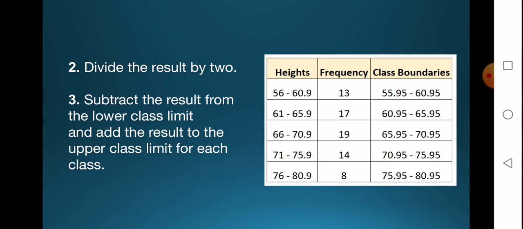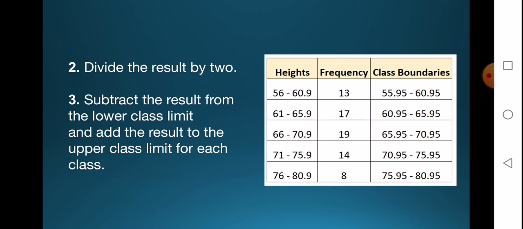Okay, next we divide the result by 2, so we get 0.1 divided by 2, that is equal to 0.05. Lastly, we subtract 0.05 from the lower class limit and add 0.05 to the upper class limit for each class.